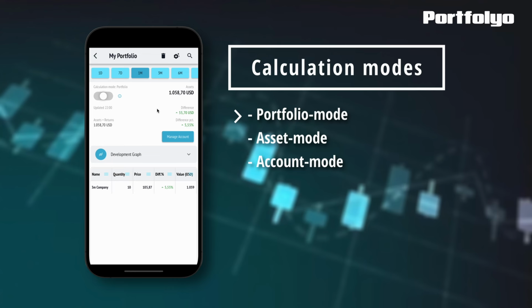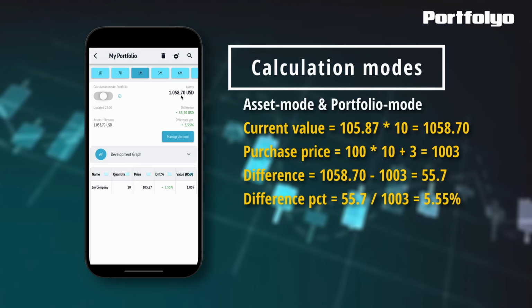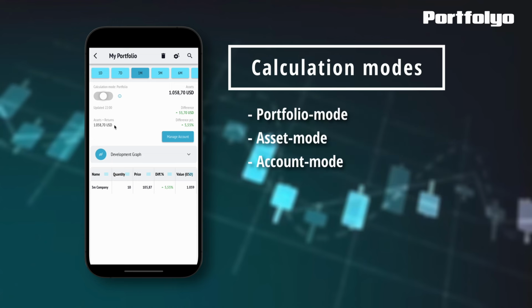Now, let's look at the other information on the screen. Here, the value of the asset in the portfolio is displayed. The 10 3M stocks have a current value of $1,058. That's an increase of $55.70 since we bought them, as mentioned earlier, equivalent to 5.55%. The value of assets is shown here, along with any other transactions. However, since there are no other transactions at the moment, these 2 values are identical.